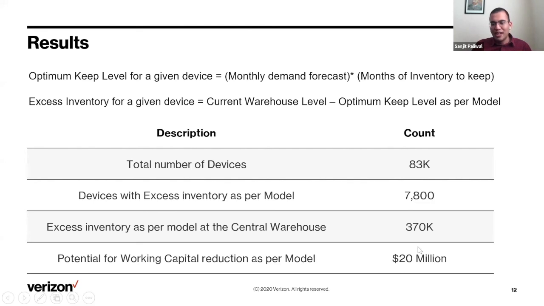So we have a total of 370K units excess as per the model, and then the potential for working capital reduction as per the model. Potential means that if we take in what the model is suggesting and remove this inventory from our system, we could save close to $20 million. So this 20 million is distributed among these 370K units, which are distributed among these 7,800 devices. And these are the takeaway results from our model.